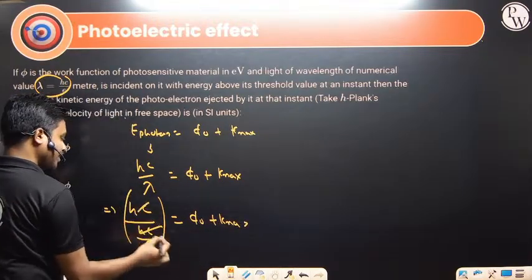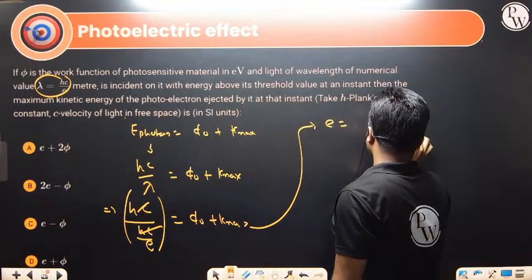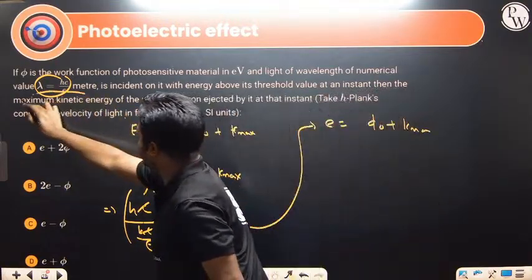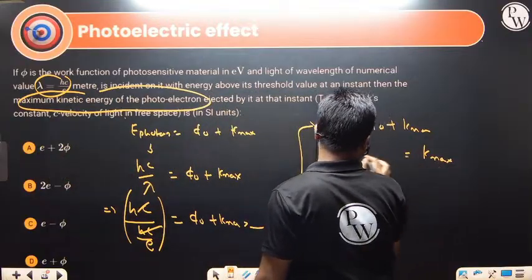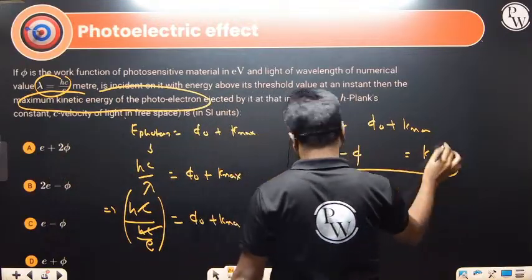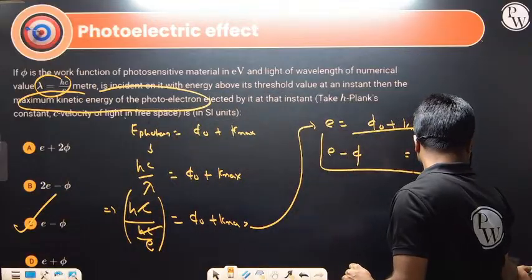So this gets cancelled. We are getting E equals phi naught plus K max. What are they asking? The maximum kinetic energy of the photoelectrons. So they are asking K max. What is K max? E minus phi. Answer is option C. So moving to the next question.